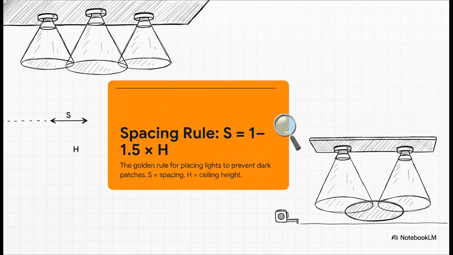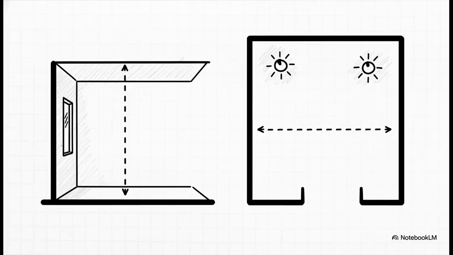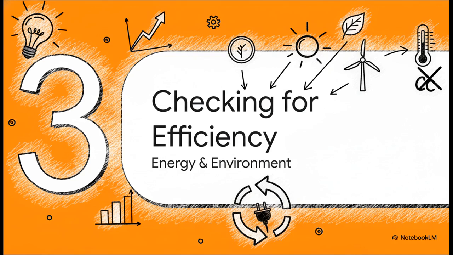A fantastic starting point is to space your lights apart by a distance that's roughly equal to the ceiling height. This is your golden rule for getting those cones of light to overlap just perfectly for smooth, even coverage. So in our studio, the ceiling is 3 meters high. Applying the rule, we should aim to space our 5 fixtures roughly 3 meters apart from each other. And that gives us a logical grid to work with, which ensures we don't have any of those awkward dark spots in the room.